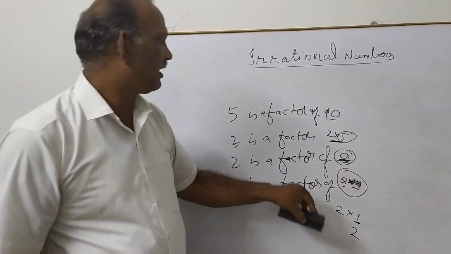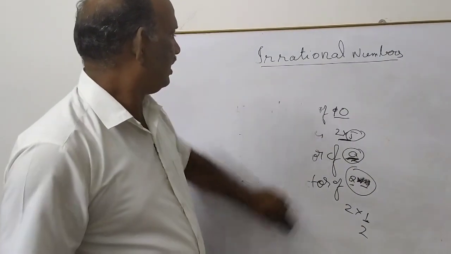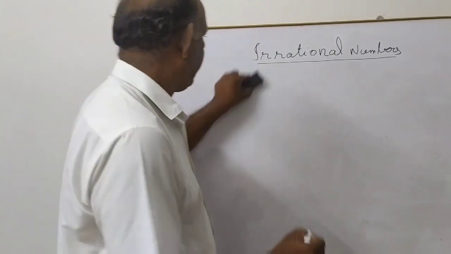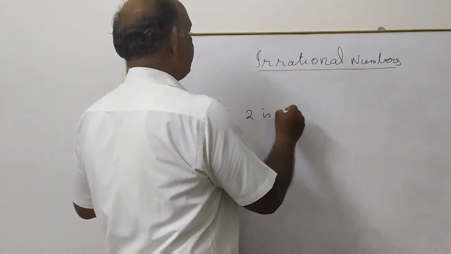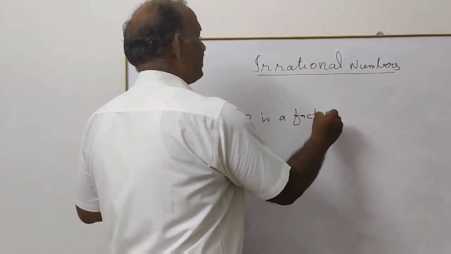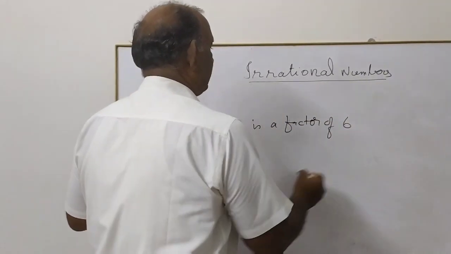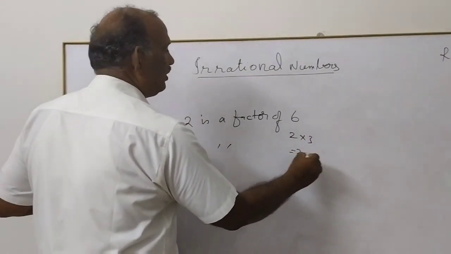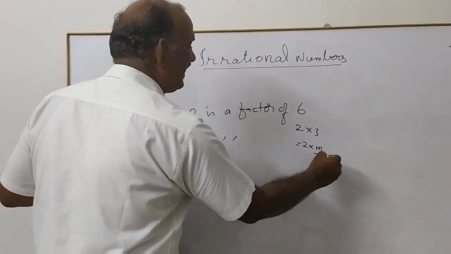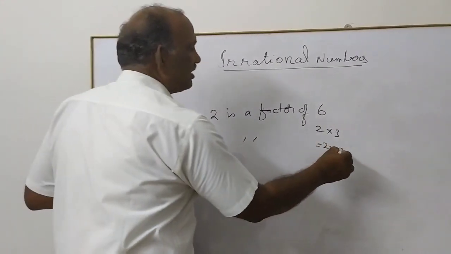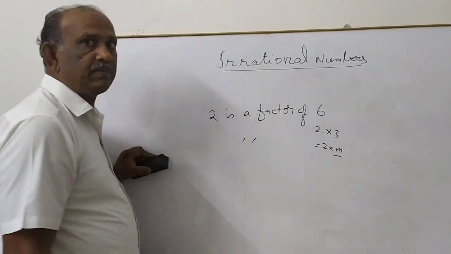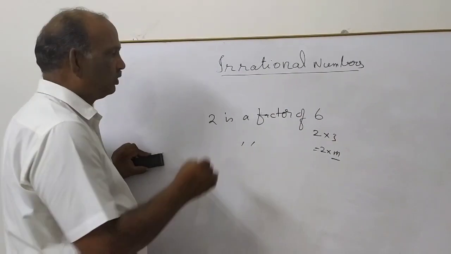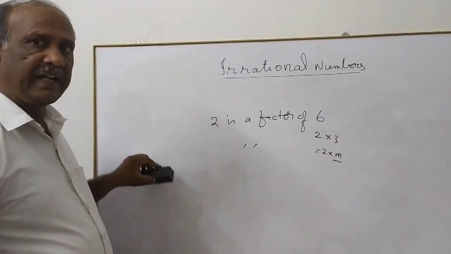First of all, you must understand how to write in this form. Suppose 2 is a factor of 6. That means 2 is a factor of 2 into 3, 2 into M or 2 into C. M should be an integer. So 2 is a factor of 2M, and 2 is a factor of 2C. Like that we can write down.